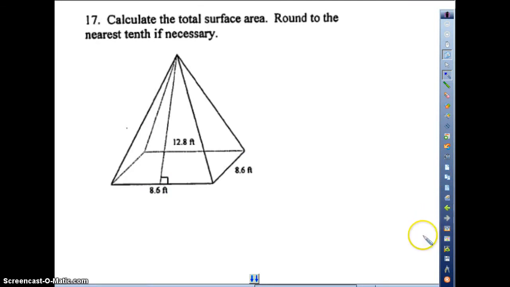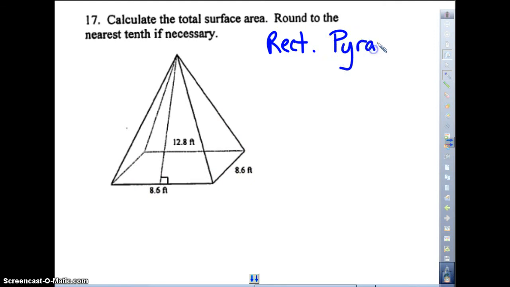Calculate the total surface area. Round to the nearest tenth if necessary. Name the shape. They usually call it a rectangular pyramid, but more specifically, if you look at the base, I would call it a square pyramid.